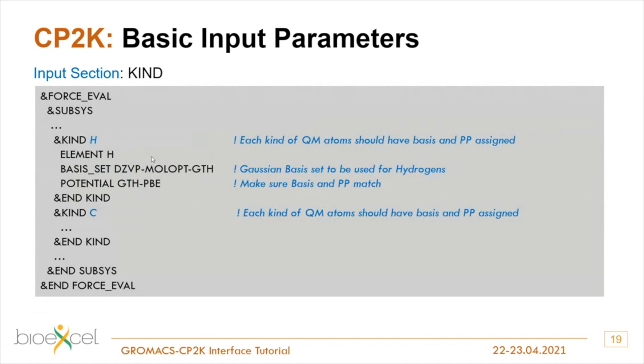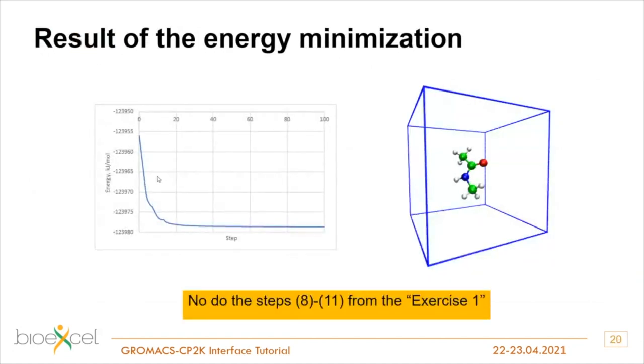And next comes the basis set setup for each atom kind in your system. For example, here is kind hydrogen. So it's element hydrogen, and we have a basis set for that, and we set up a pseudo potential, which will be explained at a later stage. There is kind carbon, kind nitrogen and kind oxygen, which are set up in the same way.